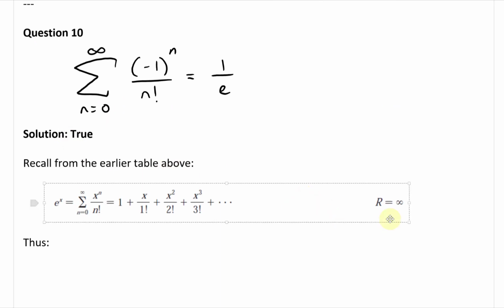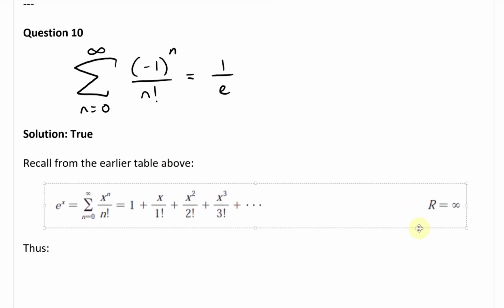First, you can recall from the earlier table above the series for e to the power of x. This equals the summation from n equals 0 to infinity of x to the n divided by n factorial. And this equals 1 plus x divided by 1 factorial, plus x squared divided by 2 factorial, x cubed divided by 3 factorial, etc.